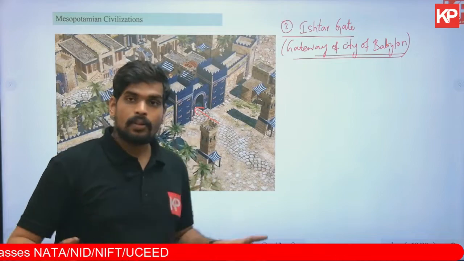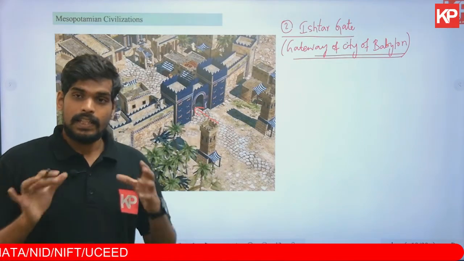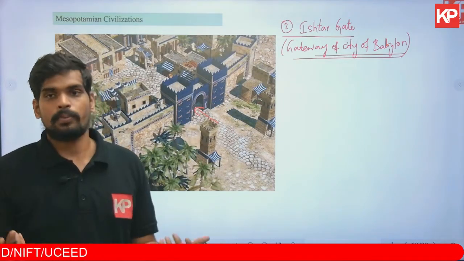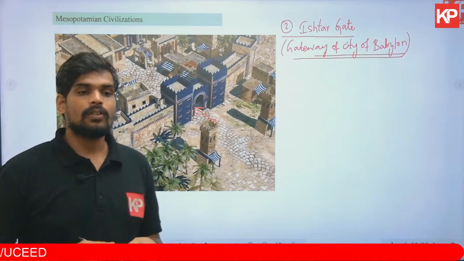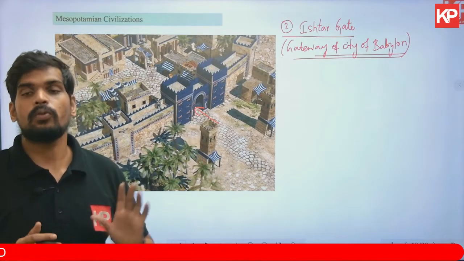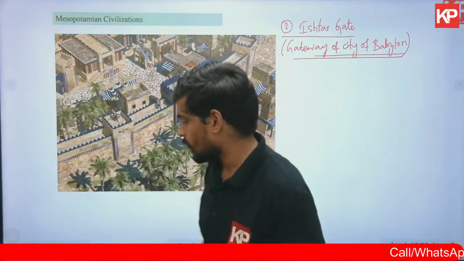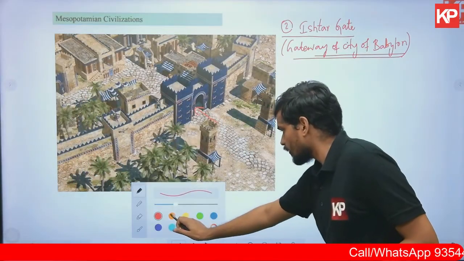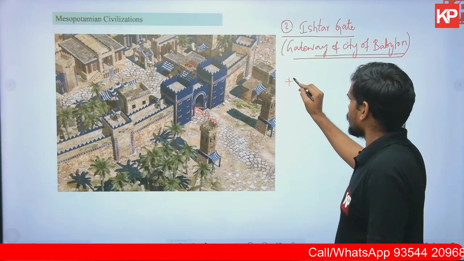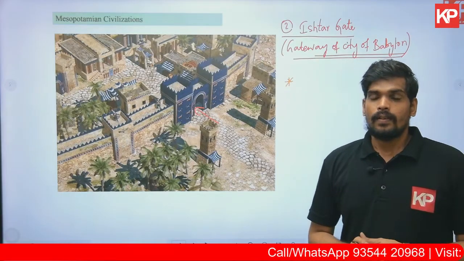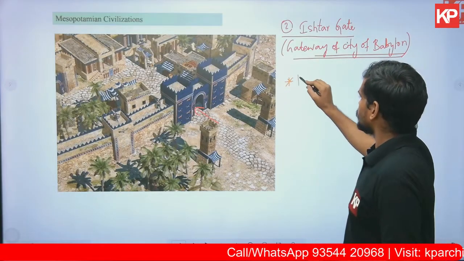Even in the city of Babylon a tall ziggurat was constructed. Even in the city of Babylon there was a moat for protection. But the city of Babylon also had large beautiful gateways, and the most important gateway is Istar Gate. Let us get to know the details of this particular gateway. First and foremost, the material used over here.